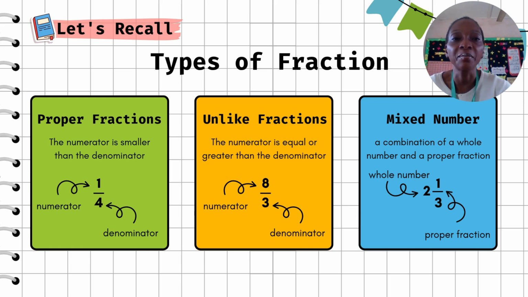The next one we have is a mixed number. A mixed number is a combination of both a whole number and a proper fraction. For example, you have 2 whole number 1/3, where your 2 is your whole number, your 1 is your numerator, and your 3 is your denominator. That makes it a mixed number because that's a combination of both a whole number and a fraction.